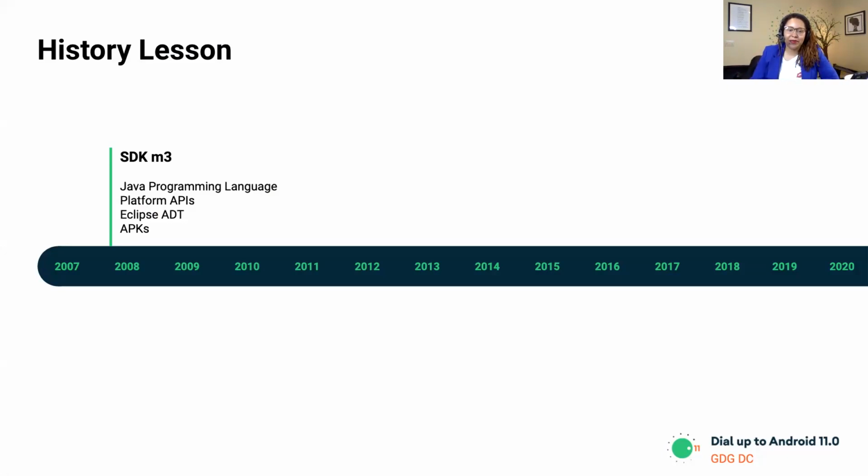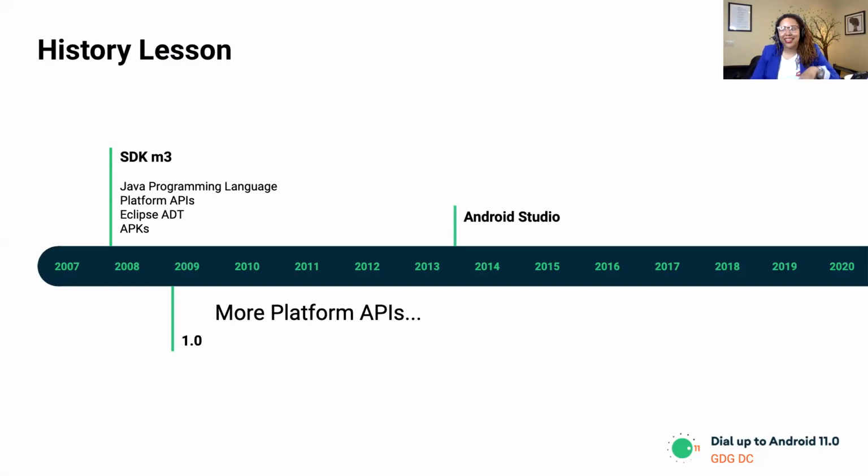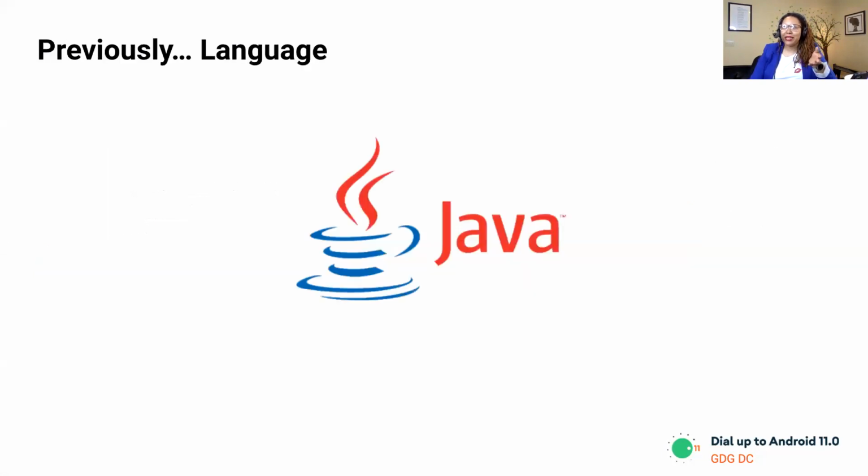So first, SDK M3, that was all the way back in 2007, believe it or not, and time has flown. Since then, there have been more and more platform APIs, Android Studio. I just remember being in the crowd where, oh my God, we can't believe it, Android Studio, Kotlin support, architecture components, app bundles, etc. Now, back in the day, the main language of choice was Java.